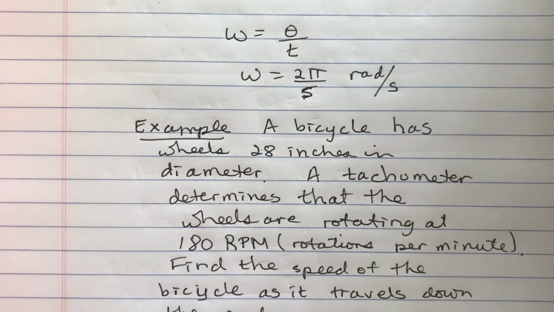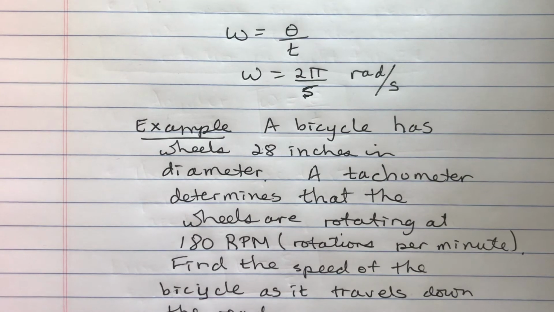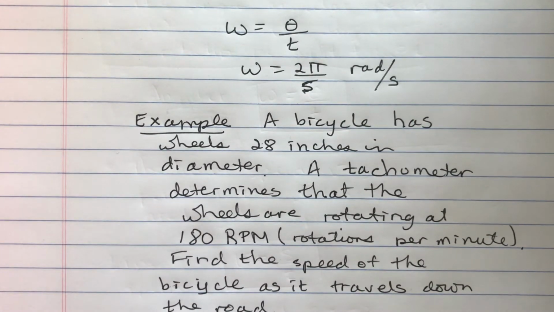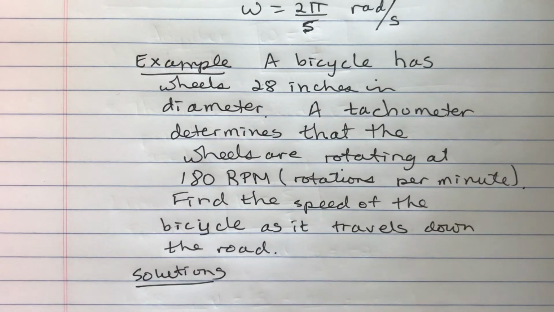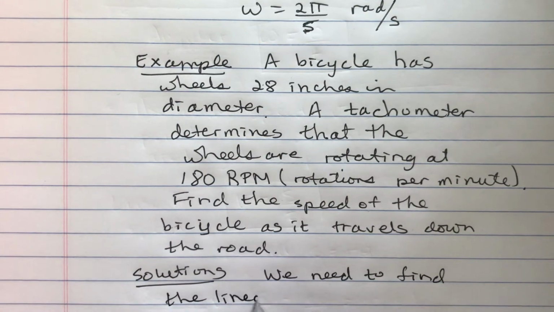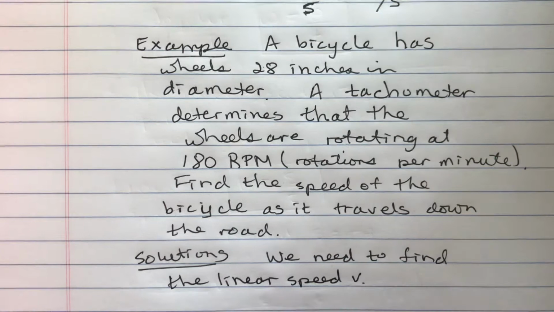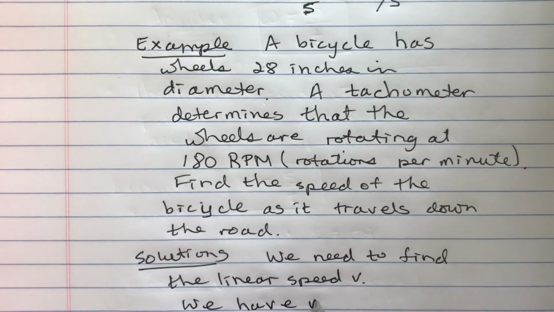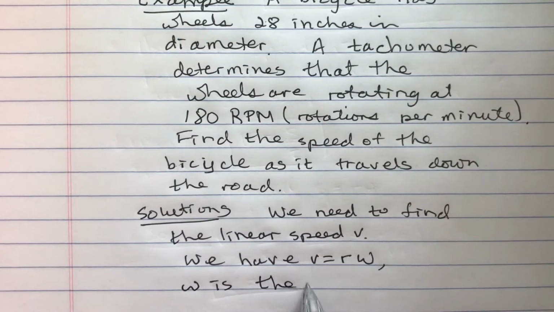Okay, so we have a lot of things going on here. Well, I think that the idea would be that if you can find the linear speed of this wheel, that should be how fast it's traveling. So we need to find the linear speed, v. We have that v is equal to r times omega. Omega is the angular speed.